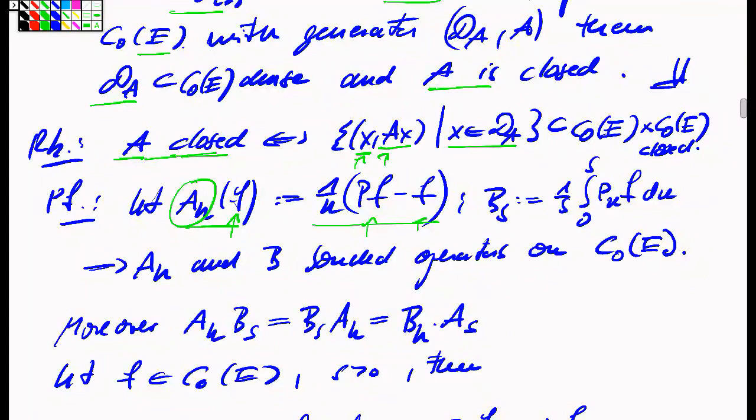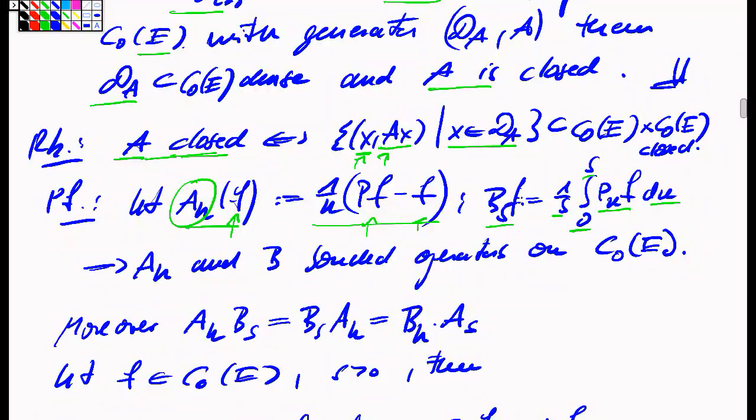And also we have another approximation of the identity operator, in fact, which is the operator B_s, which is the integral of the semigroup acting on a function f, taken with respect to time parameter u from 0 to s, but multiplied by 1 over s. So that's an approximation for s tending to 0 of the identity operator, but which involves an application of the semigroup. So that's the B_s f operator.